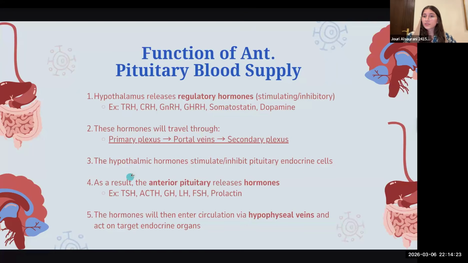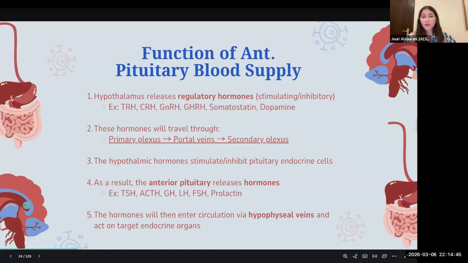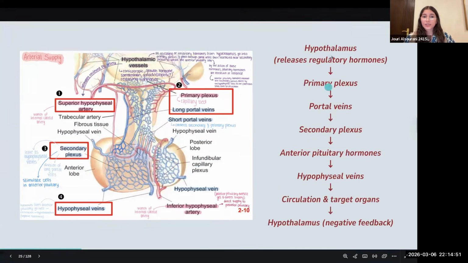And then as a result, let's say it's stimulating the pituitary gland. Now the anterior pituitary will release hormones, okay? These hormones can be TSH, ACTH, growth hormone, LH, and so on. So the anterior pituitary has to do with 6 different hormones. And then, like we said, these hormones will enter the circulation through these hypophyseal veins, where they will go to their target endocrine organs.